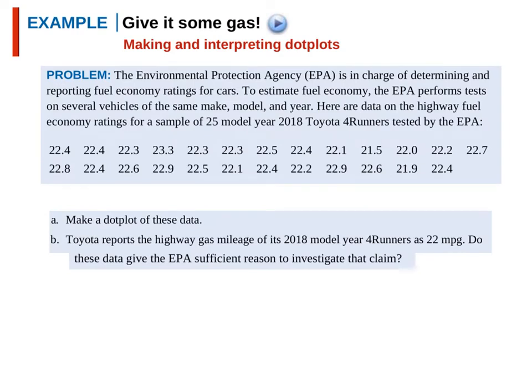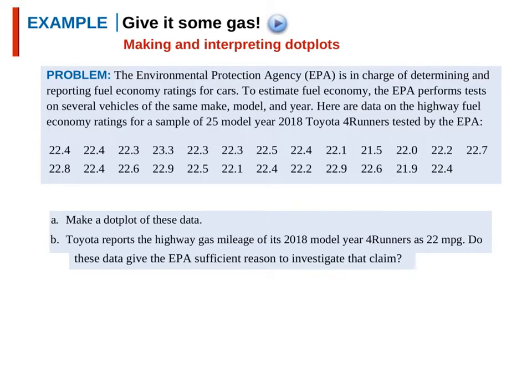So let's give this example a try. It's called Give It Some Gas. So the Environmental Protection Agency, or the EPA, is in charge of determining and reporting fuel economy ratings for cars. In order to estimate that fuel economy, the EPA has to perform tests on several vehicles that have the same make, model, and year. So what they did is they took a sample of 25 2018 Toyota 4Runners, and they found that this was the fuel economy rating for those 25.